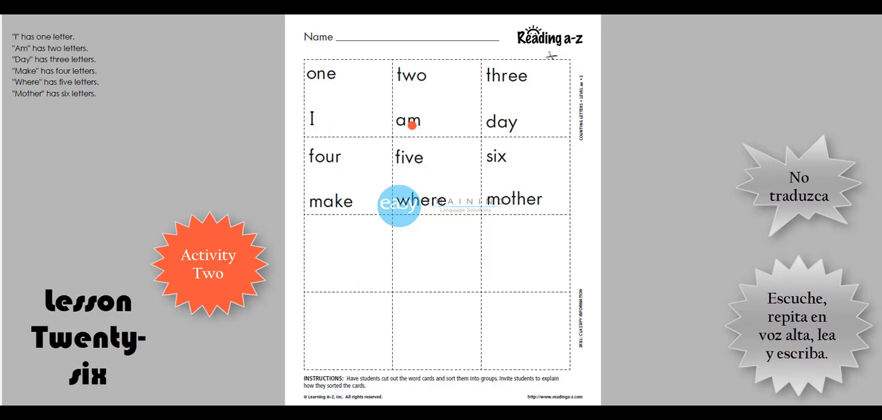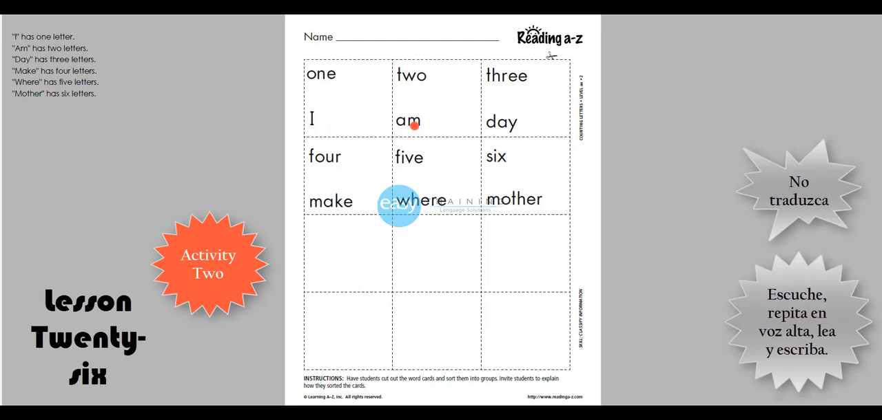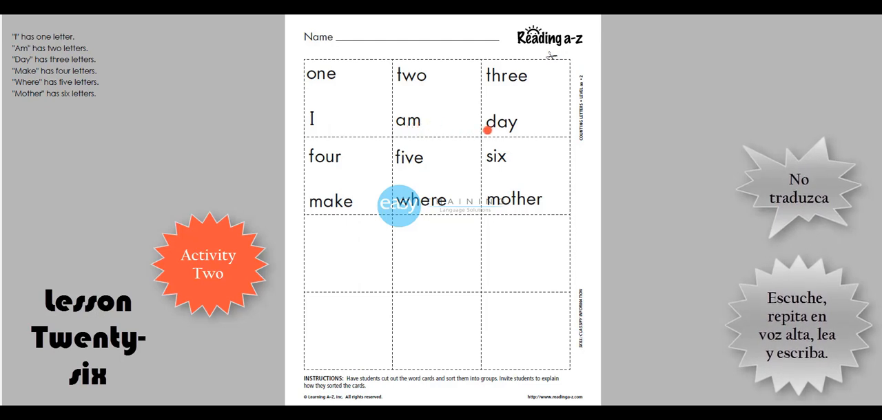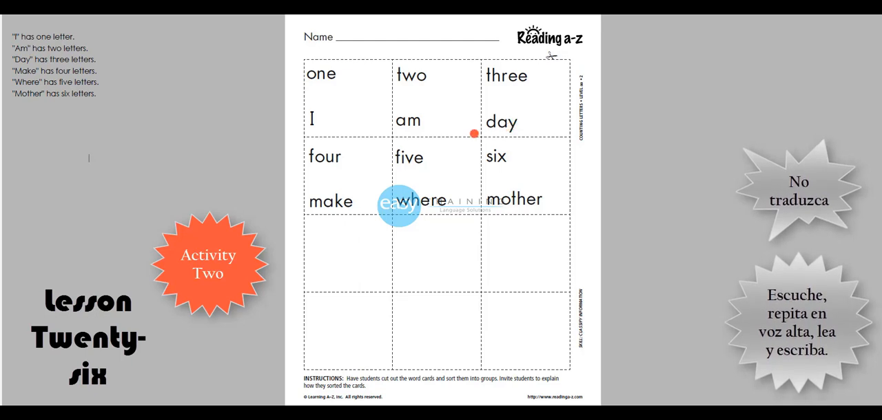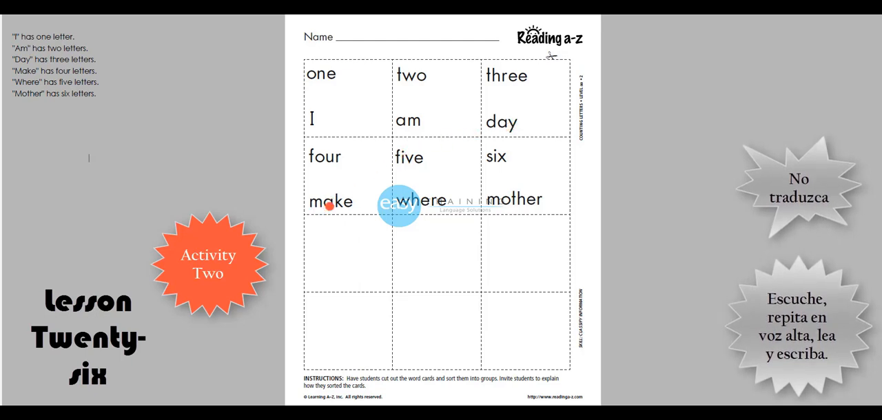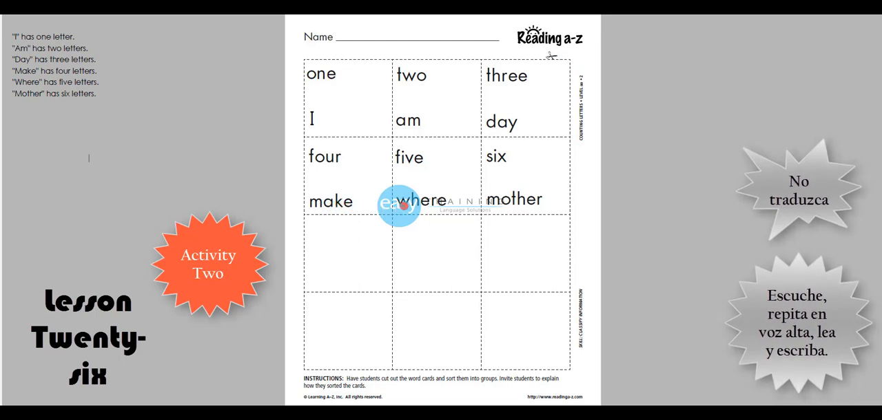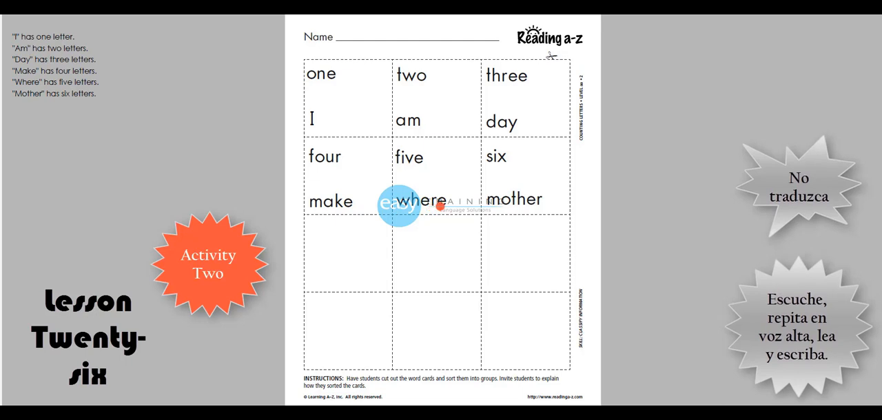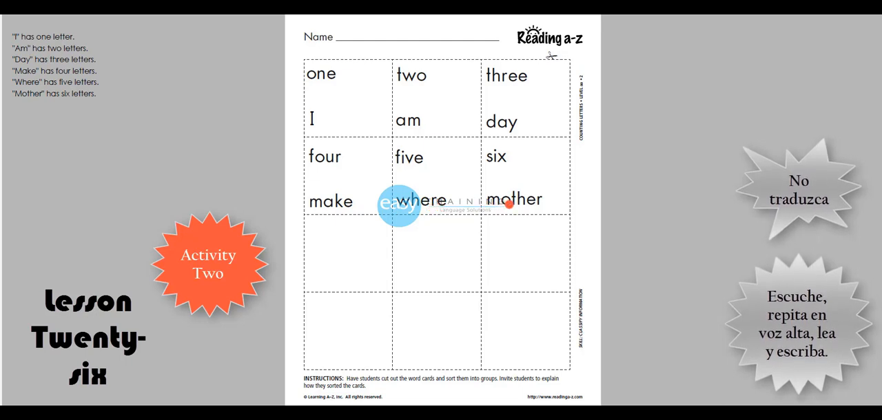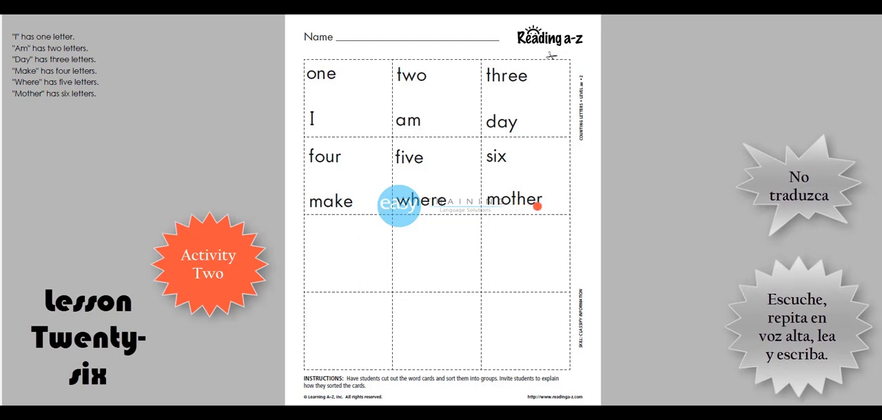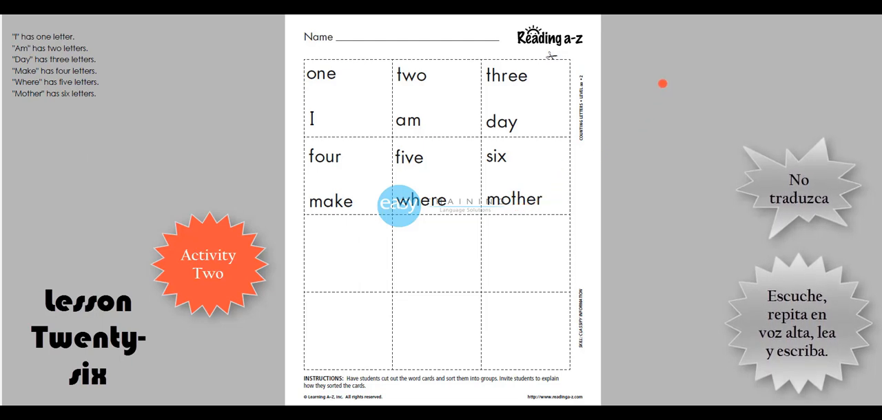I, A-M spells am. D-A-Y spells day. M-A-K-E spells make. W-H-E-R-E spells where. M-O-T-H-E-R spells mother. Déjeme escribir esto también.